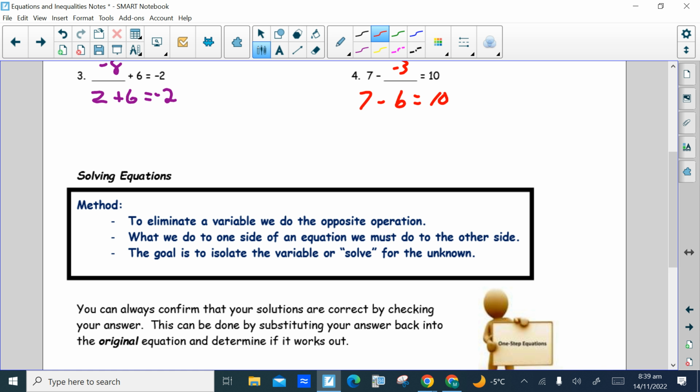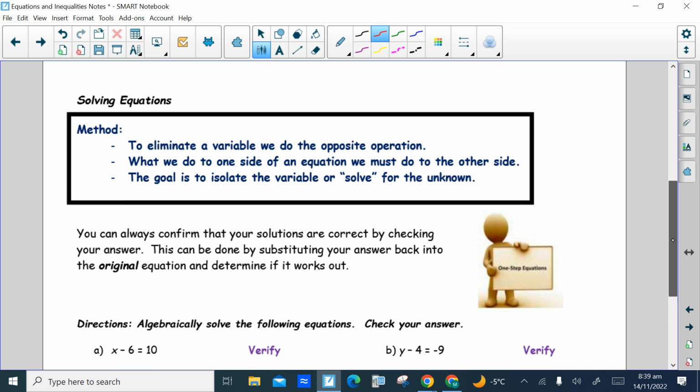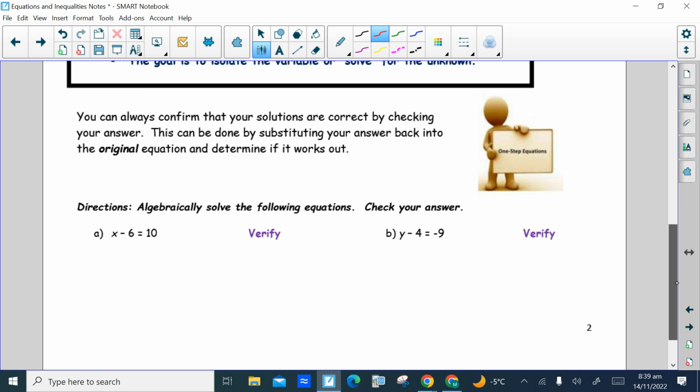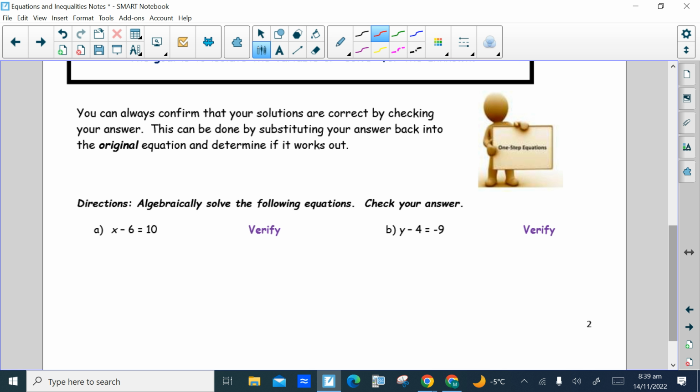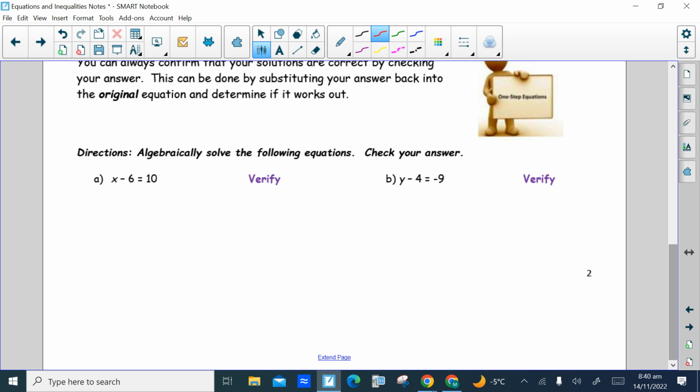The goal is to isolate the variable or solve for the unknown. So we can always confirm our solutions are correct by checking our answer. This can be done by substituting the answer back into the original equation to see if it works out. So this first one, it says algebraically solve the following equations and then check the answer. When it says algebraically solve, it means show what steps you did to get the variable by itself. So this first one says x minus 6 equals 10.